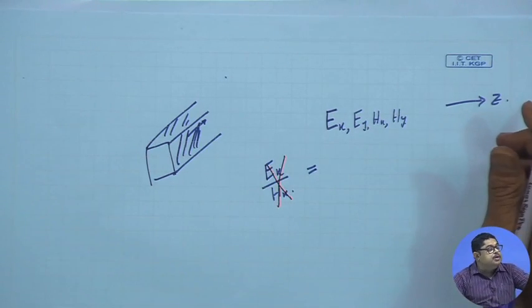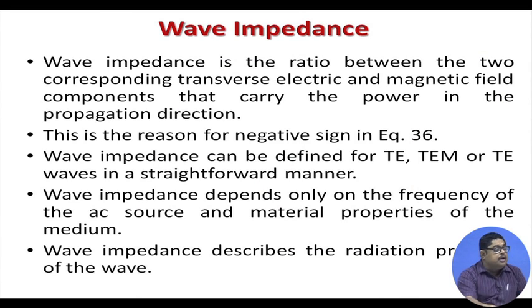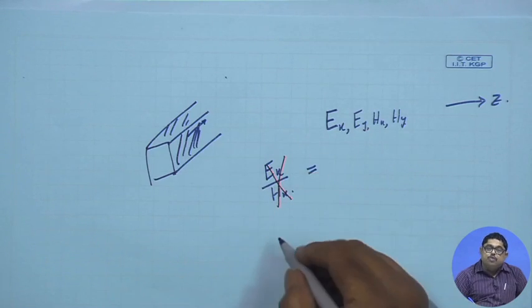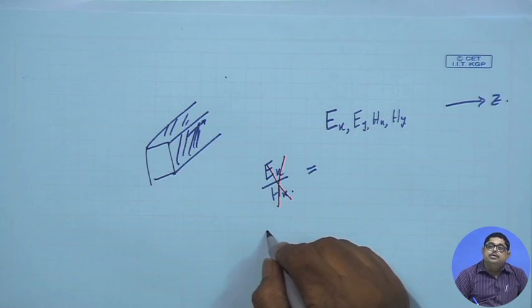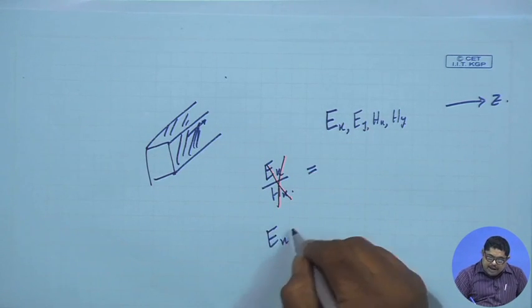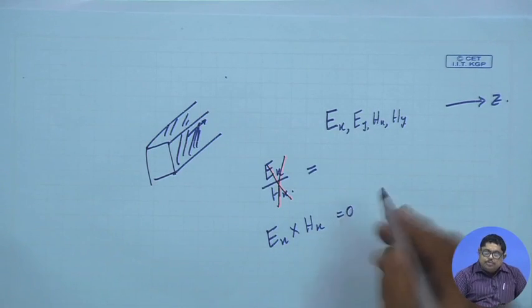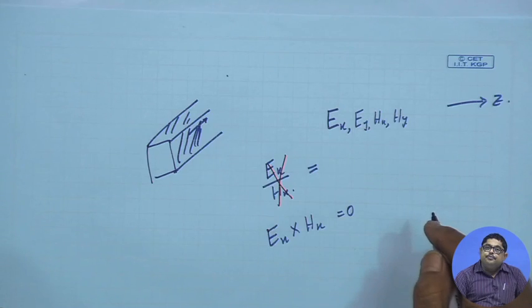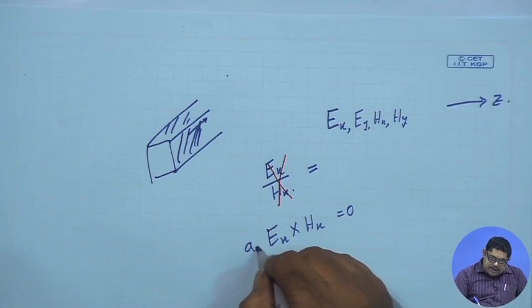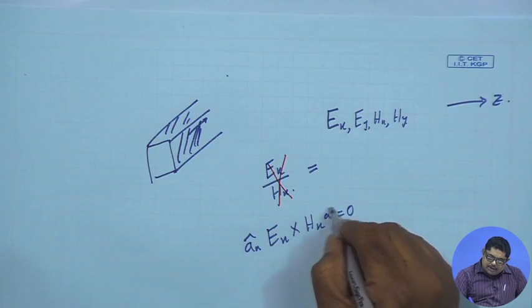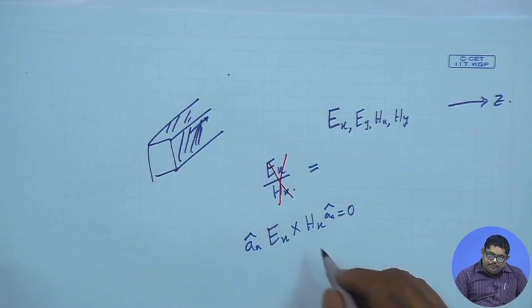By corresponding, what we are saying? Corresponding transverse electric and magnetic field components that carry the power in the propagation direction. Now, Ex, Hx, these two components are not corresponding components, they are not carrying power. Why? Because Ex cross Hx will be what? 0. So, it is not carrying any power. Ex means Ax direction, Hx is also Ax direction. Ax cross Ax is 0.